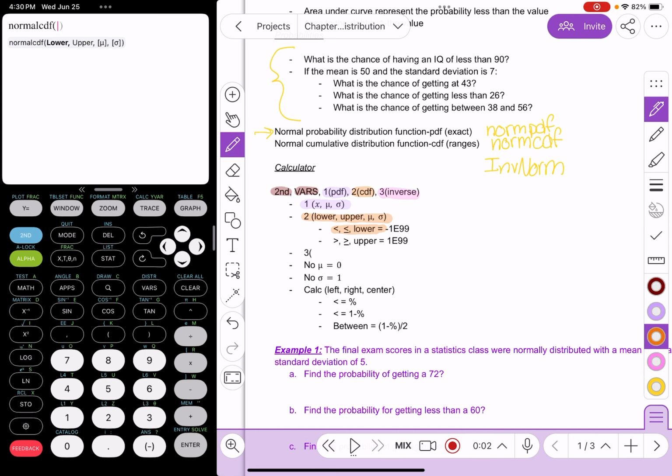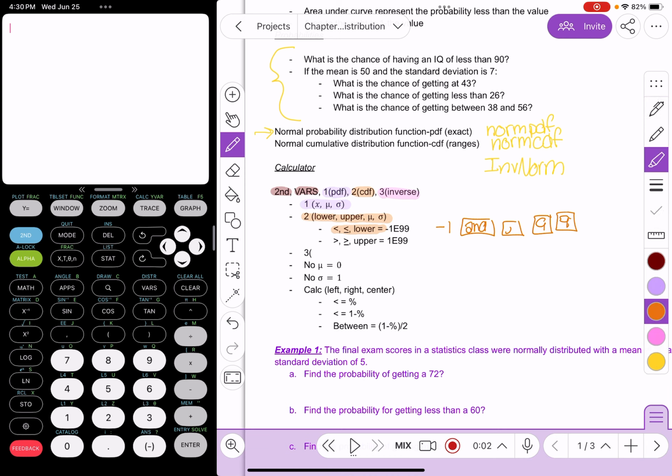To type that, you just type -1, and then the E button is second, which is the blue button, and then comma, which is right above 7. So you do -1, second, comma, 99, and that's how you get the E there. And that's just telling your calculator, hey, I want negative infinity. If it's greater than, you do the same thing, just positive. That's all this is telling you right here, is less than and greater than.